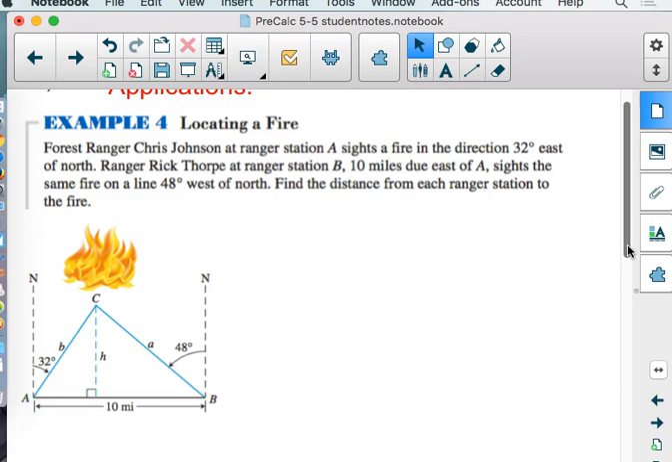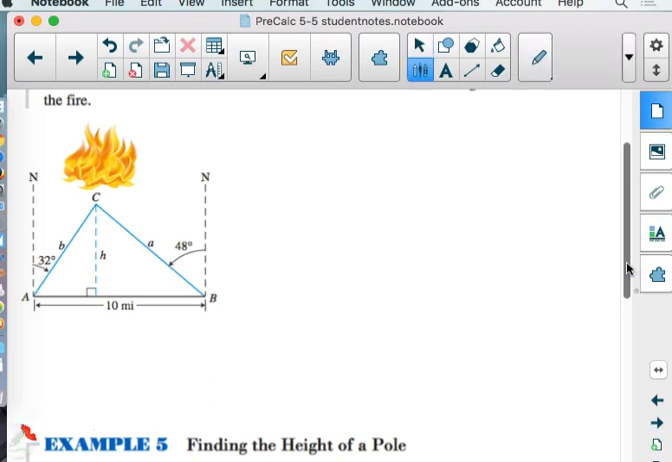So what we are supposed to find are those two right there. Well, I don't know any of the angles inside my triangle. Can we find some pretty easily? Okay, so if this is due north and this is due east, how many degrees are we talking about? That's 90 degrees. So if this is 32, what would this have to be?